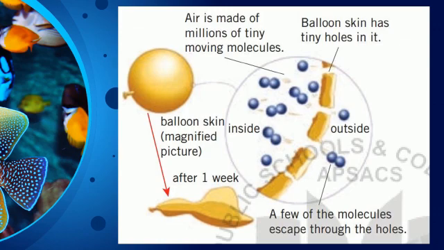Okay, this is the internal structure of a balloon. Air is made up of millions of tiny moving molecules. The balloon skin has tiny holes in it, and after a week you can see that the balloon always deflates and looks useless. A few of the molecules escape through the holes, and inside it you can see that there are small particles, and the balloon skin. That is the magnified picture.